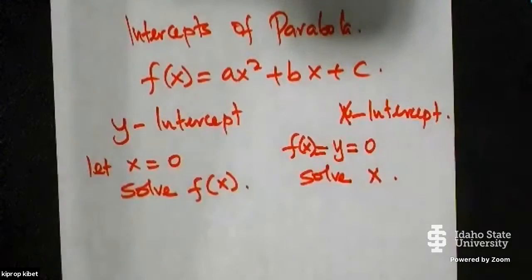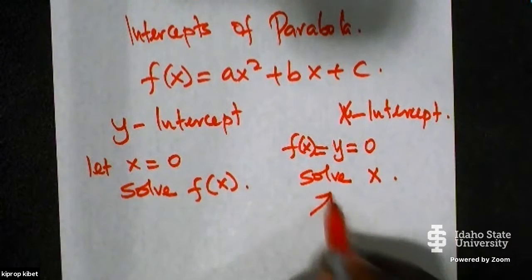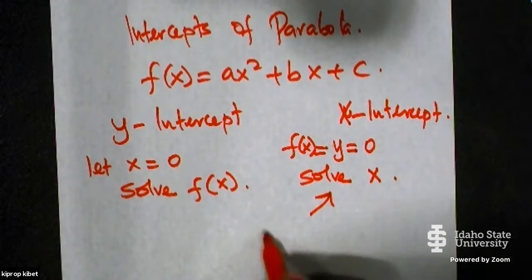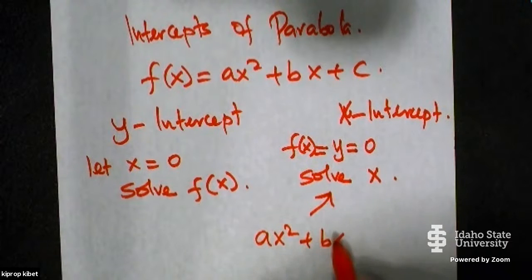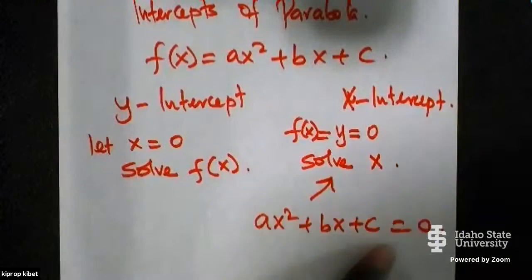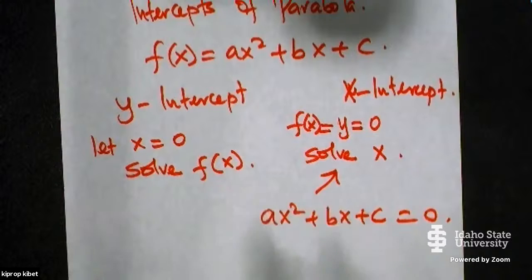Now, when you are solving for the values of x here, because it is quadratic, you get the form ax squared plus bx plus c equals 0, right? Because we say f of x equals 0. To solve for x, you use the methods that we did: either you factorize, or you use completing the square, or you use the quadratic formula.